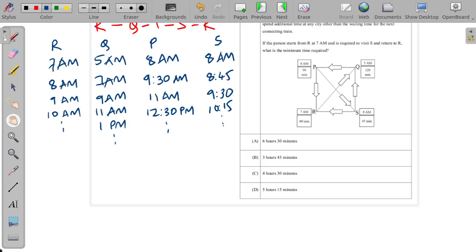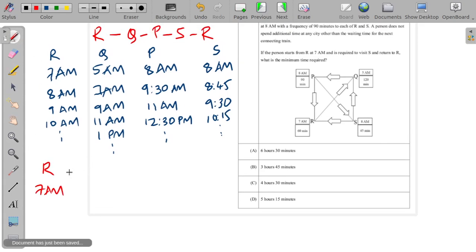So now we start traveling. I start from R at 7 a.m. Then I have to go to Q. So from R, I'll be going to Q. Since the commute takes 1 hour between any two cities, I'll be reaching at 8 a.m. and I'll be leaving at, since I reach at 8 a.m., it's between 7 a.m. and 9 a.m., I'll be leaving at 9 a.m.